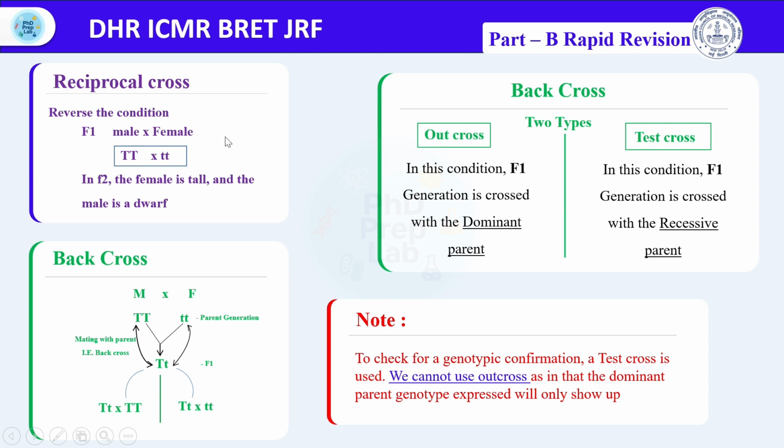Now you have the reciprocal cross. Reciprocal means reverse, right? So this is just the reverse cross: what you take for male and female, you just reverse it in the F2 generation.